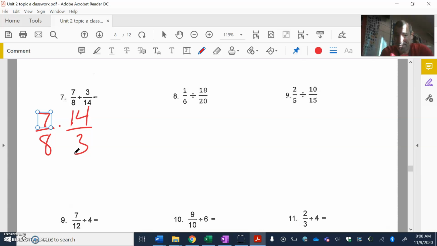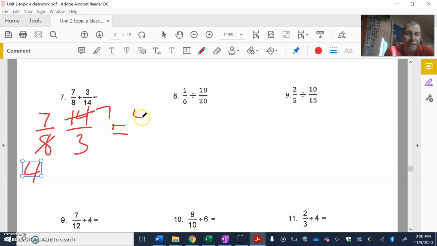Now check out the 14 and the 8, though. What are your thoughts there? Yeah, they're both even numbers, so it's a 2. So we're going to divide them both by 2. What is 8 divided by 2? Yeah, 4. 14 divided by 2, it's a 7. So now we can multiply across. 7 times 7, 49. 4 times 3 is 12. And that's it. We're done.